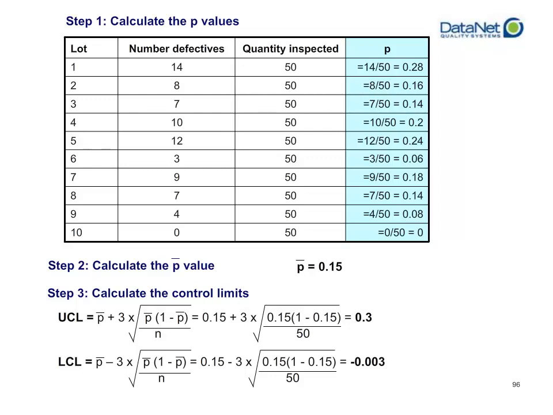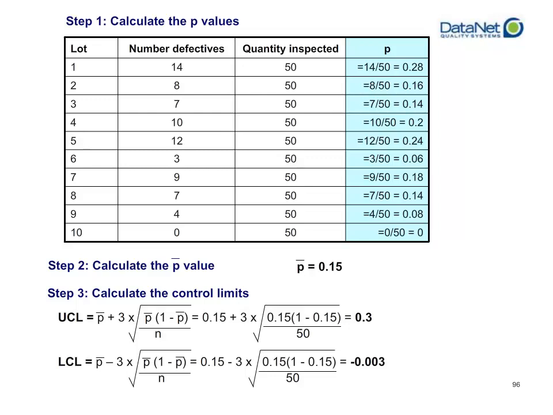Step three is to calculate the control limits for your p-chart. There's only a single chart in a p-chart, in an attribute chart. You don't have a component chart or a double chart like you do for variables. So you're just calculating your upper control limit, and the function for that is given here. Your upper control limit is your p-bar value, your grand average, plus 3 times the square root of p-bar times 1 minus p-bar, divided by n, which is your lot size, the quantity inspected each time.